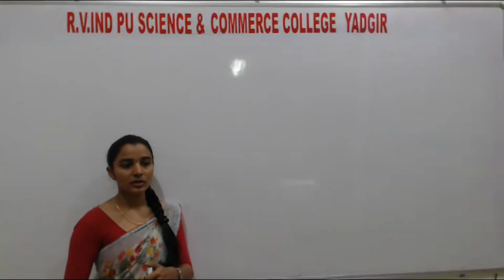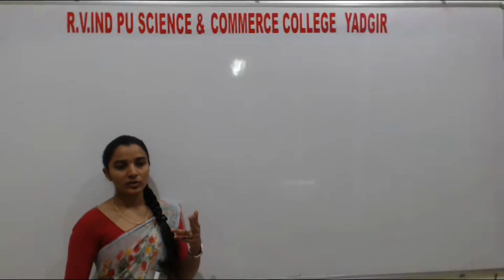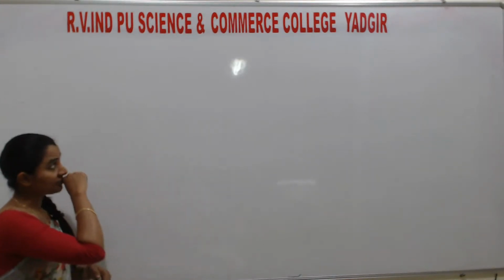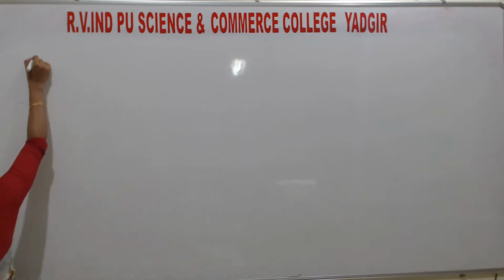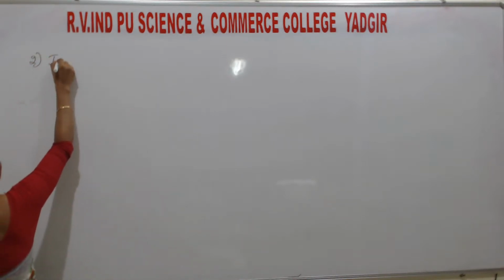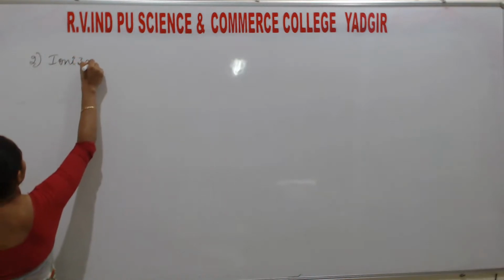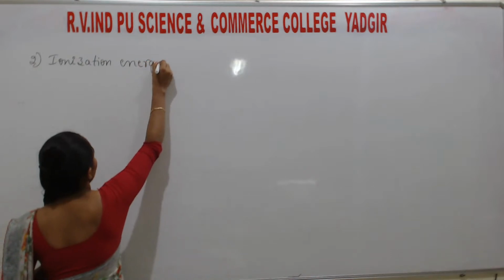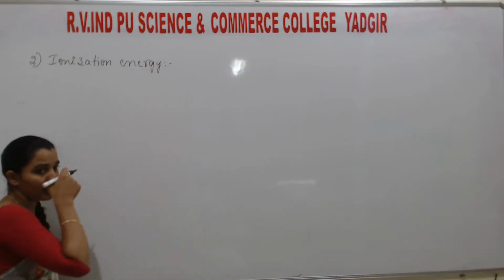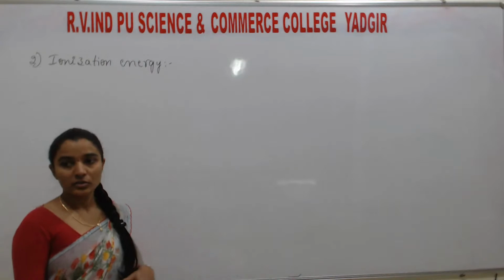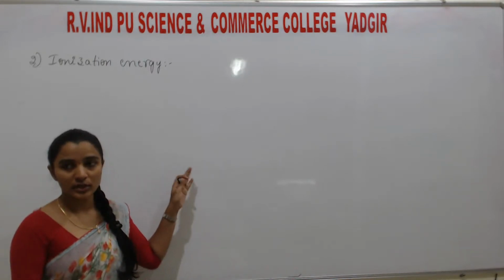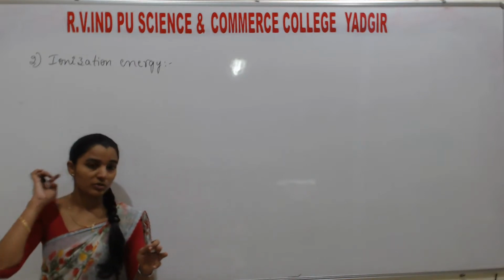As the anionic charge increases, like -1, -2, -3, the size also increases. Understand? So next, students, another important property, that is ionization energy. It is also a very important topic. Based on this, they'll ask questions for 3 marks. Which are those questions? I'll explain.